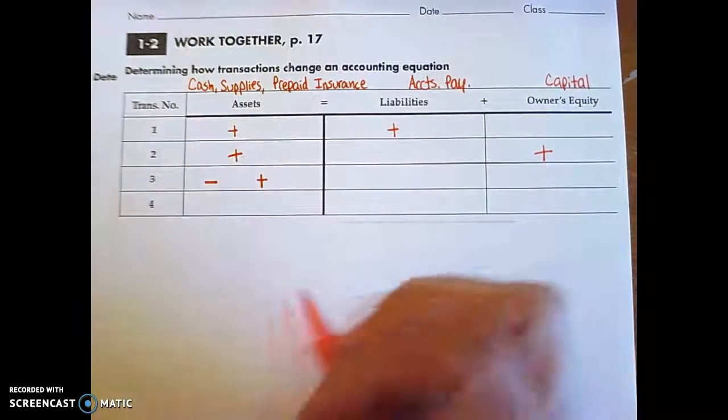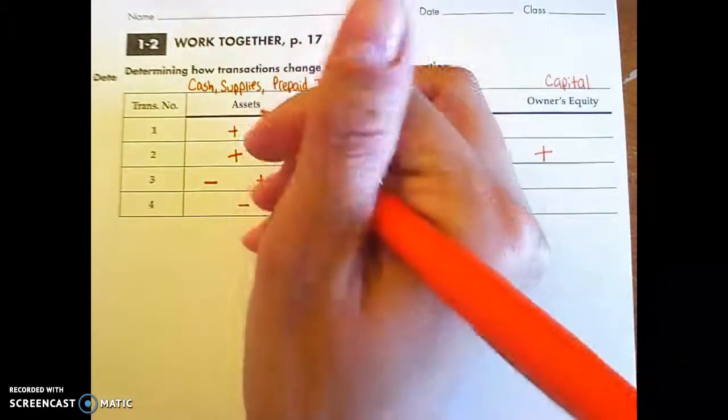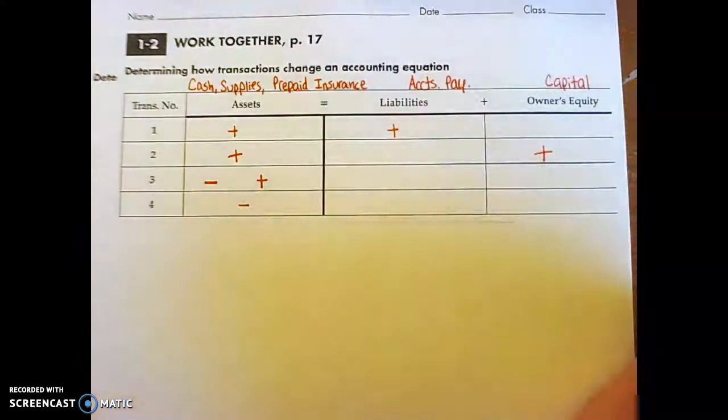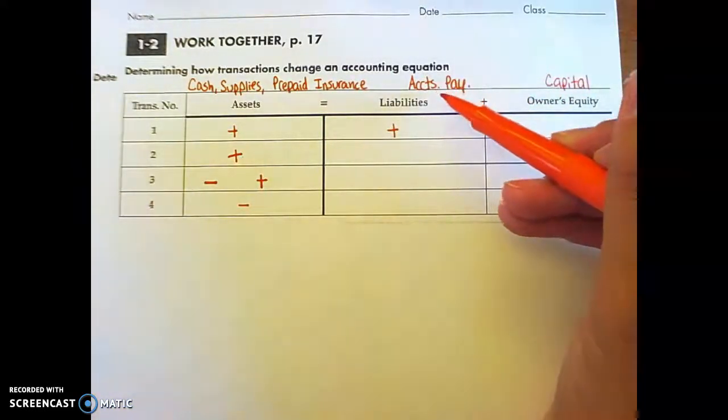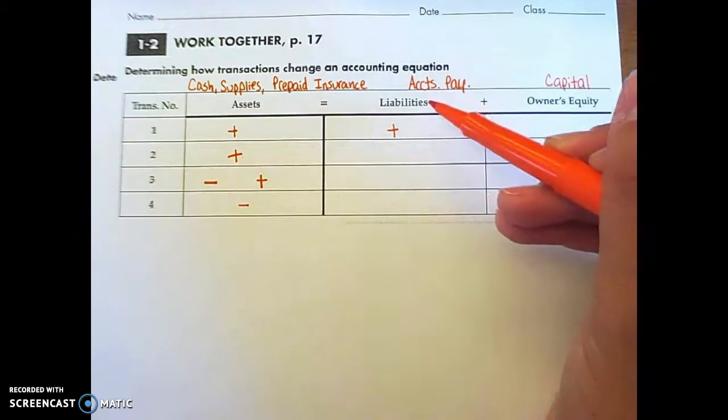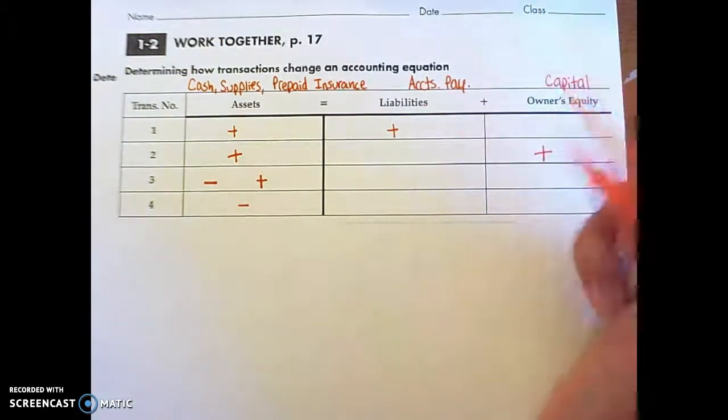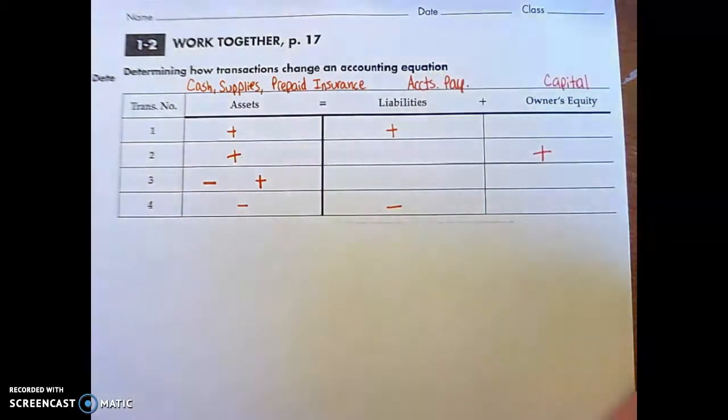Since we paid cash, we will put a minus here in assets. That's a minus for cash. And we paid on account, which will be our accounts payable, which is classified as a liability. The amount we owe them is decreasing.